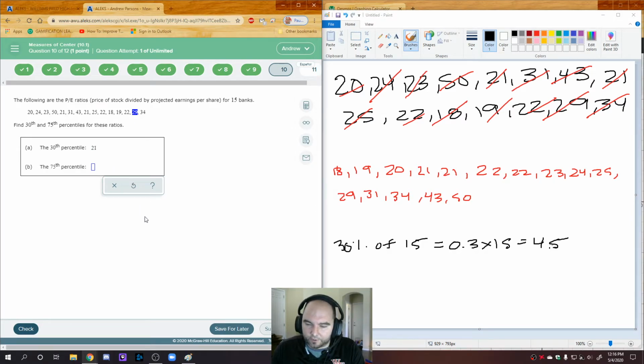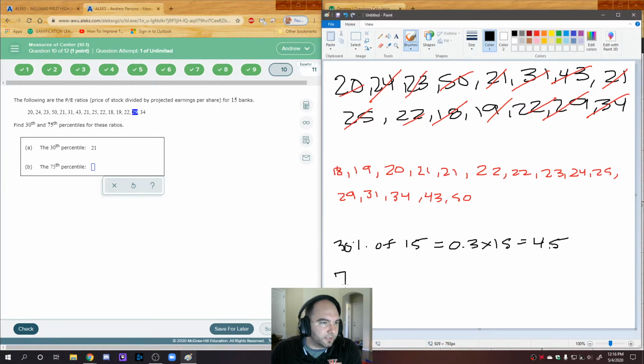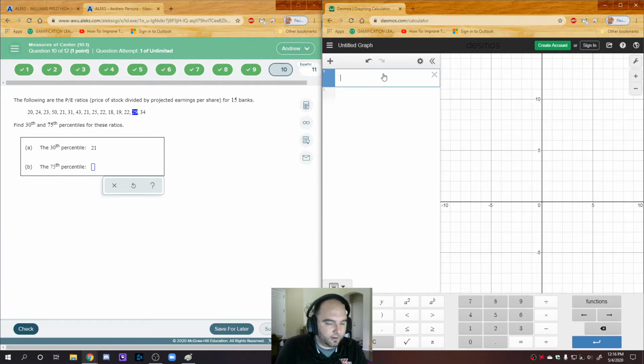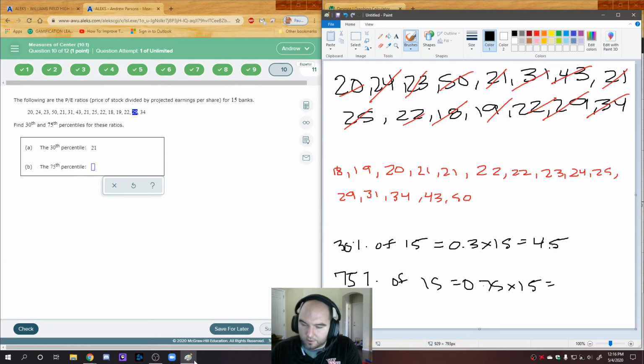Okay, then we do it again for the 75th percentile. So I find 75% of 15, and that's 0.75 times 15. It's not too hard, but this time I'll use a calculator. Might as well see how it's done, right? 11.25. Uh-oh, I have the potential to be wrong here. Hey, and if it's wrong, it's wrong. You know what I mean? Let me write that down.